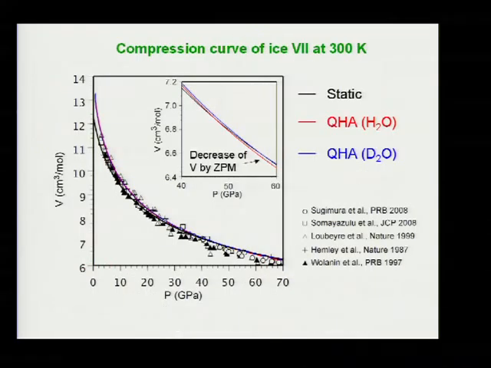Now we can calculate the compression curve of ice VII at 300 Kelvin. Here the solid lines are computational results, and these symbols are the experimental results. The black solid lines are the static result, and the red and blue lines denote the QHA result for H2O and D2O ice. As you can see, our calculated compression curve reproduces the experimental result. This suggests that our treatment of hydrogen disorder is appropriate for ice VII.